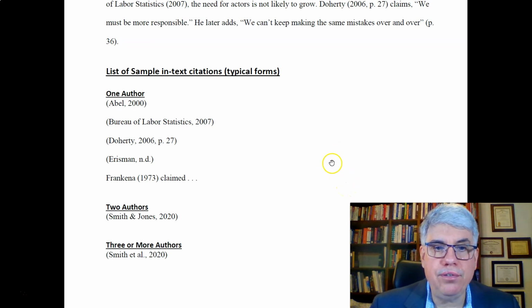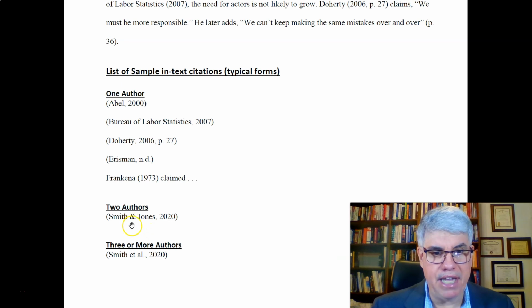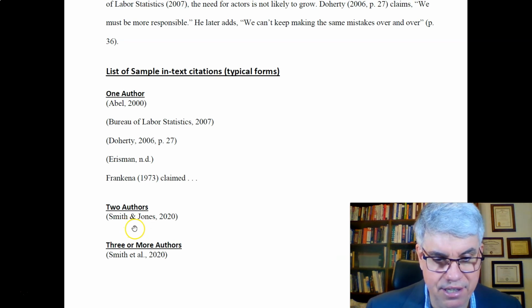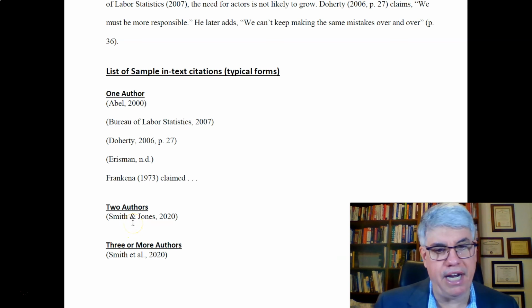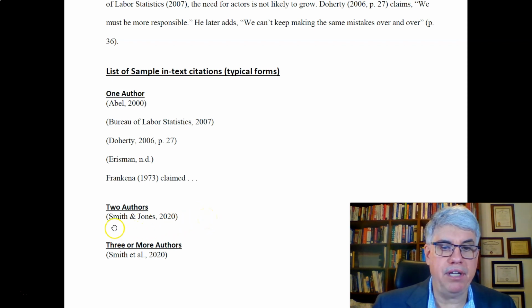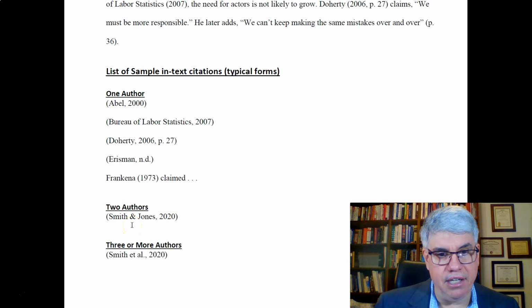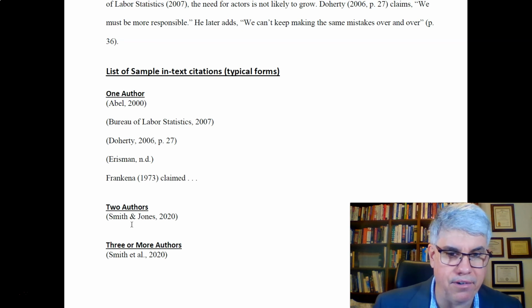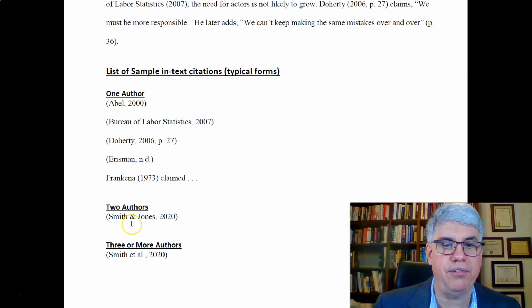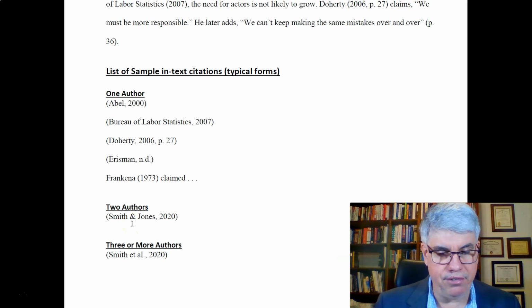Now, if we've got two authors, we put both authors' names, Smith and Jones, with an ampersand. This little abbreviation for and is on the US keyboard on the Shift 7. You don't write out and, you always use the ampersand, comma, 2020. Now, if we said in the text Smith and Jones, we would write out the word and. But in parentheses, we can use this, which is actually a Latin abbreviation. It kind of looks like the letters ET written on top of each other, and that's Latin for et, meaning and. So we can only use these Latin abbreviations in parentheses.